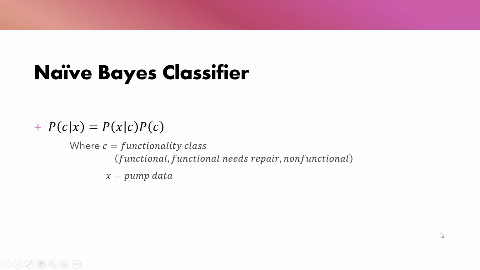So in the context of this problem, C will be our functionality class, so just the different levels. They can be functional, needs repair, or non-functional. And then X will be the pump data of the various attributes that is given.